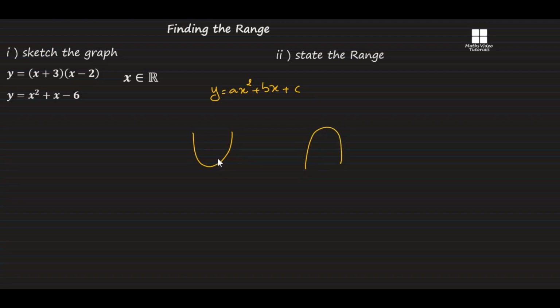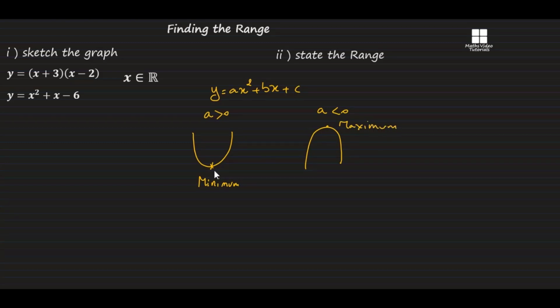The U shape happens when the constant a preceding the x squared term is positive. The N shape of the parabola, or quadratic graph, happens when the constant a is negative. The U shape shows that the function has a turning point which is a minimum. So this is a minimum. And the opposite for the other shape, maximum.